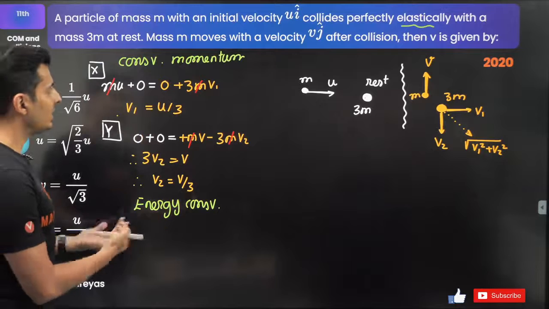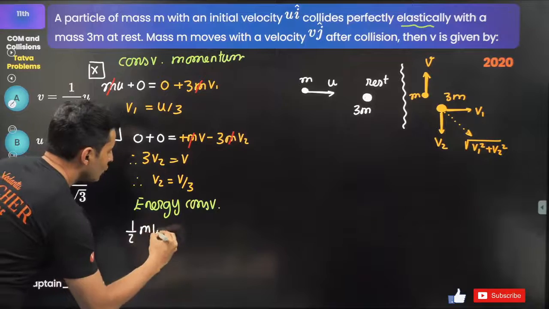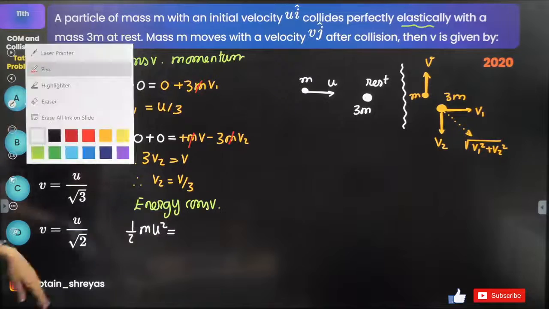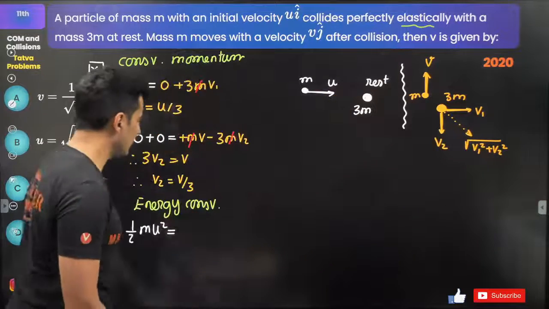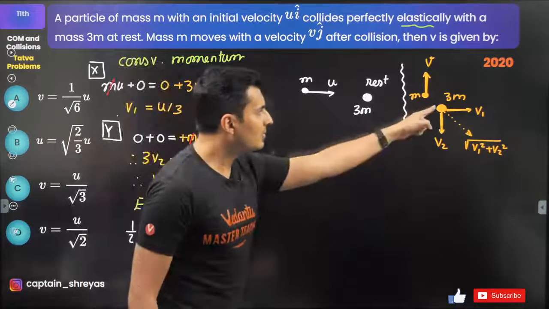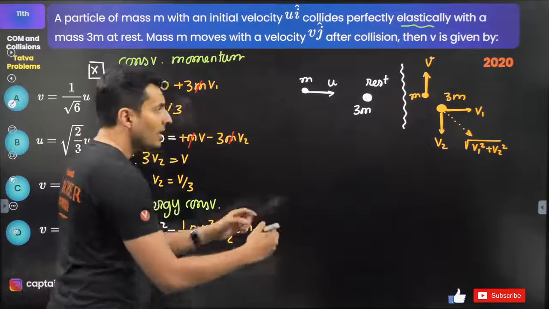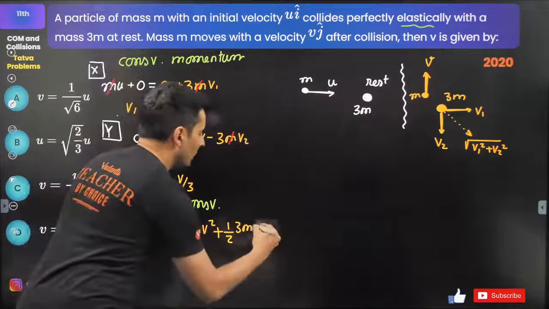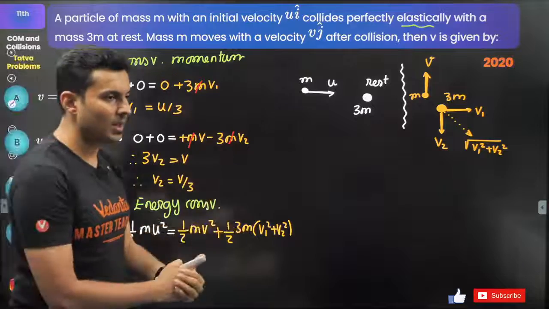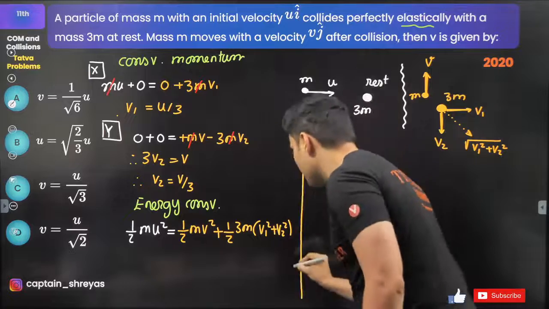So elastic collision: initial is equal to final. Initial energy is just half mu square. Do you see that? There's nothing moving, only one mass is moving, so half mu square is equal to this mass's energy, half mv square, plus this mass's energy. Be careful, it is half 3m times this guy's square, so it will be v1 square plus v2 square, the resultant velocity square. The root vanishes. The root has just vanished.